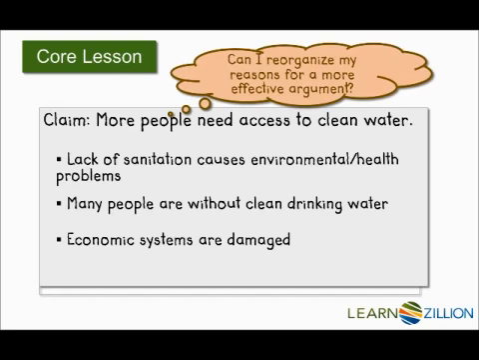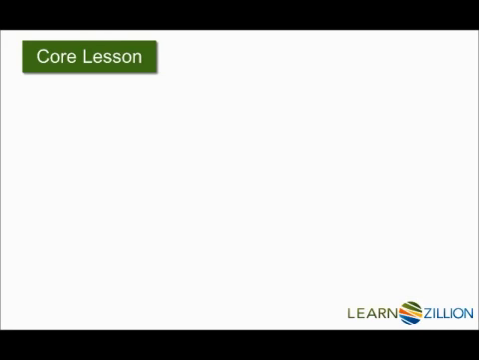Well, in terms of reorganization for an effective argument, I want to lead off with how many people are without clean drinking water. And then which one do I want to go with next? I think lack of sanitation causes environmental and health problems. I'm not even just going to talk about clean drinking water, I'm just talking about clean water in general. And I think I'm going to go with economic systems last because it's the most difficult. And now that I've led into it, the reader can better understand why economic systems are damaged.